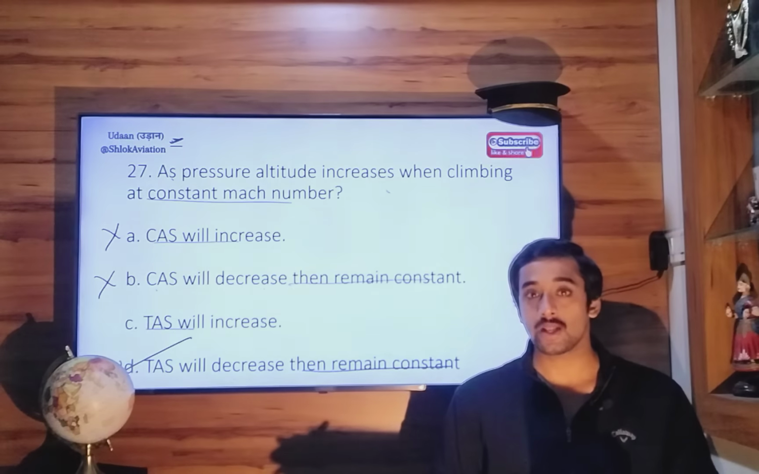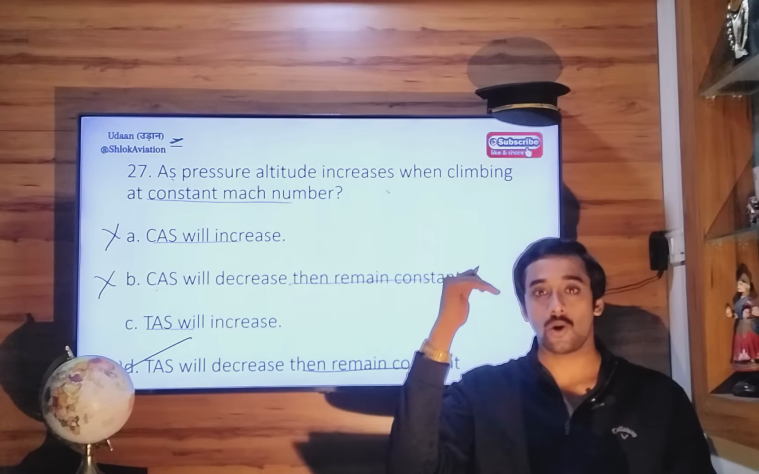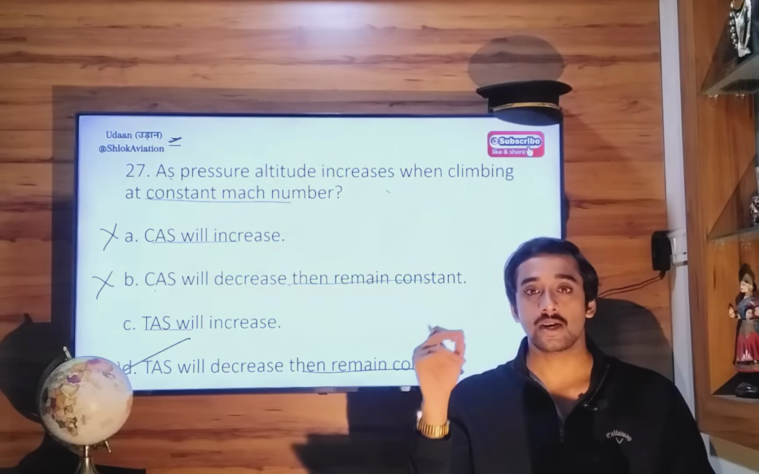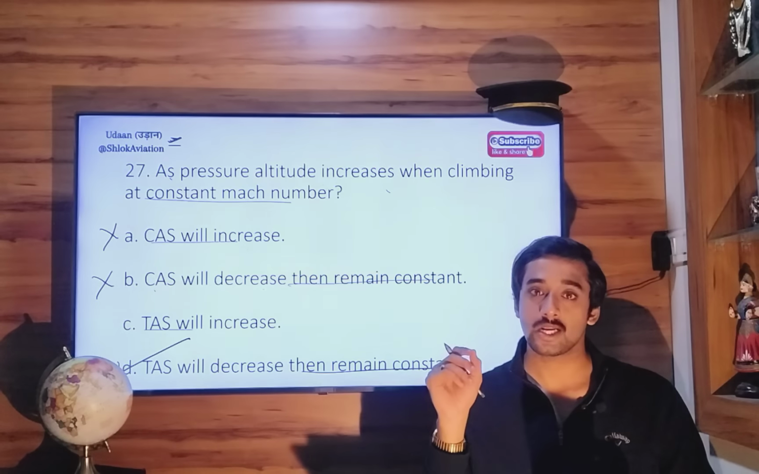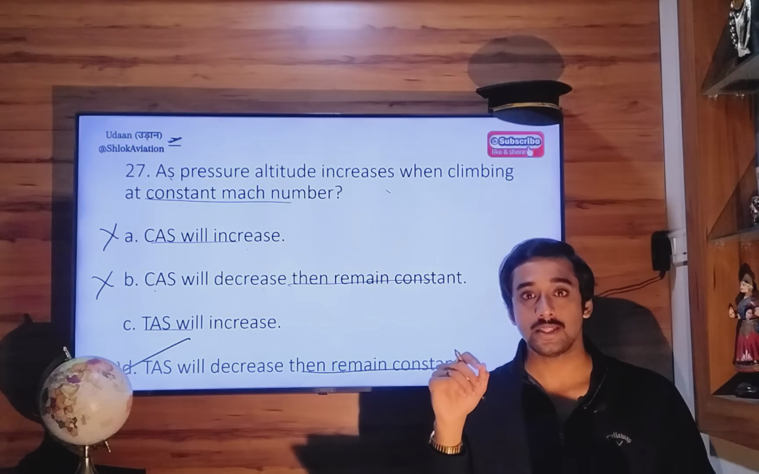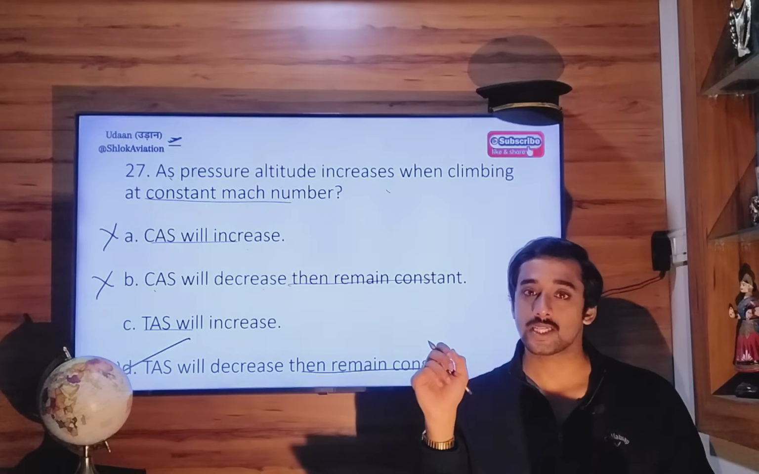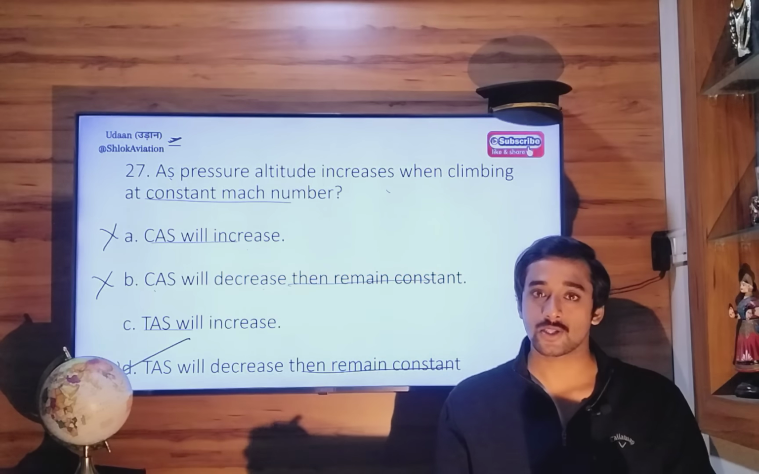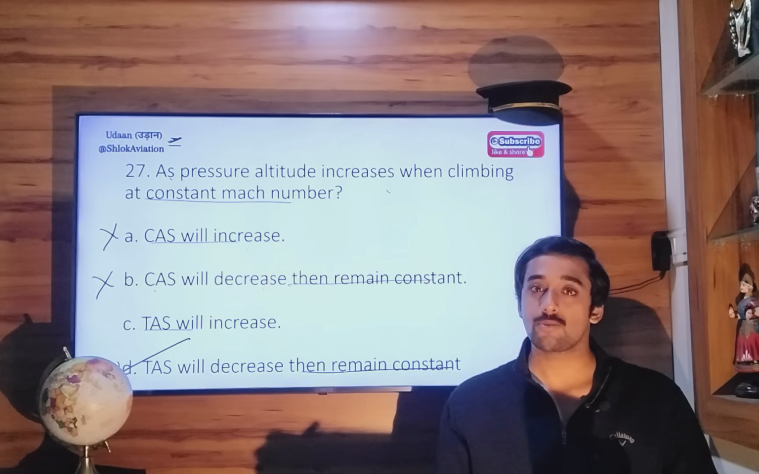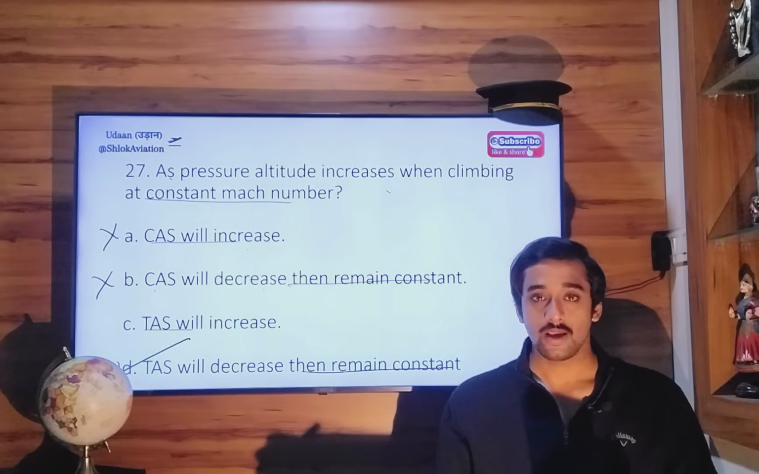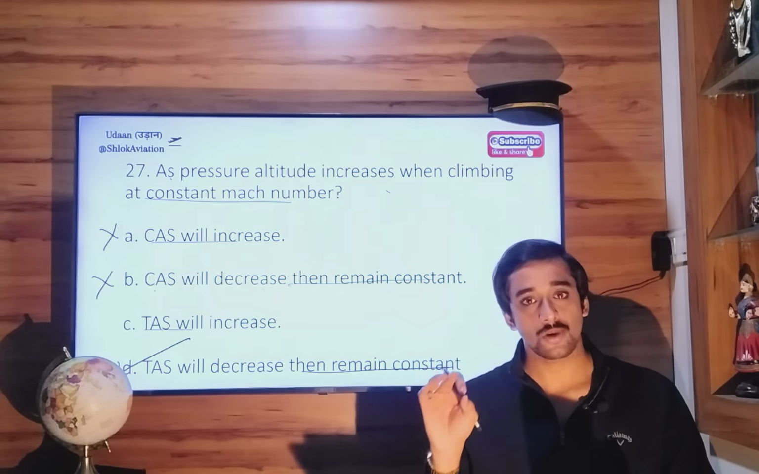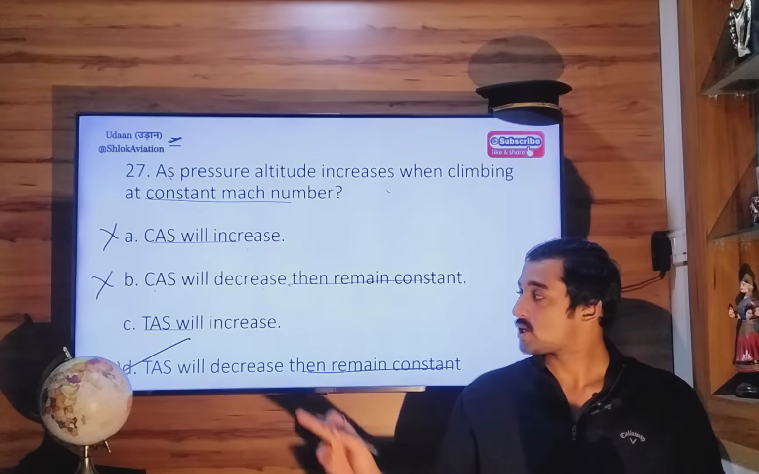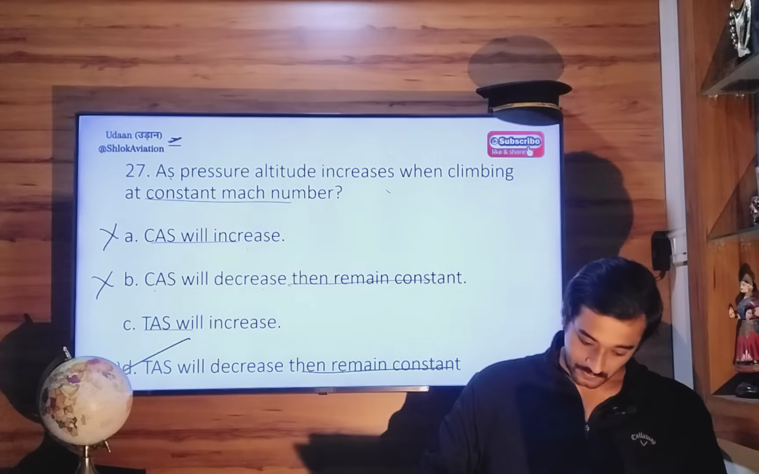Why will it remain constant? Because beyond 36,000 feet, ISA conditions state that atmospheric temperature stops falling. That means it remains constant at minus 56.5 degrees Celsius. So if atmospheric temperature beyond 36,000 feet stays constant, the local speed of sound will also remain constant. So if Mach number is constant and local speed of sound is constant, true airspeed will also remain the same. So therefore delta is the right answer.